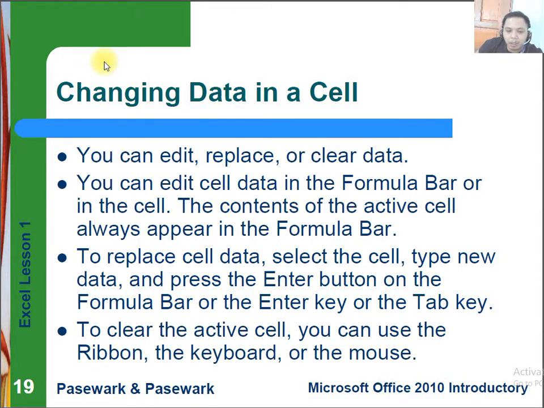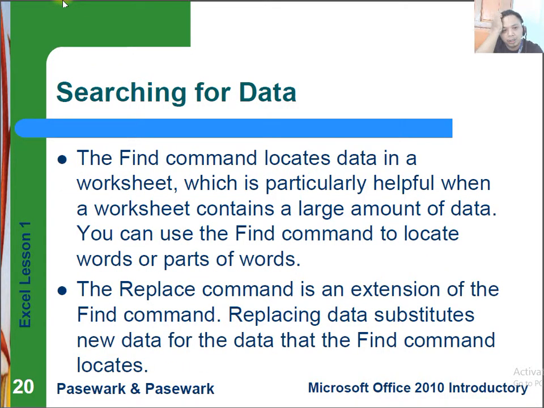Okay. To clear the active cell, you can use the ribbon, the keyboard, or the mouse. Ano lang, click mo lang, then delete mo yung nandoon sa formula bar. Ganun lang yun. Makiklear na yung active cell. Okay. Next, searching for data.